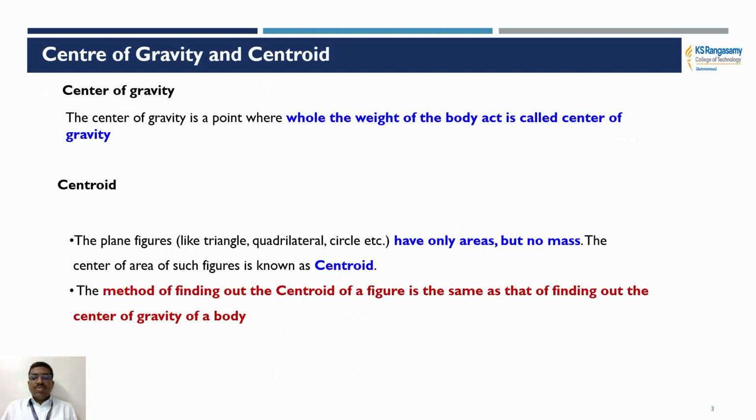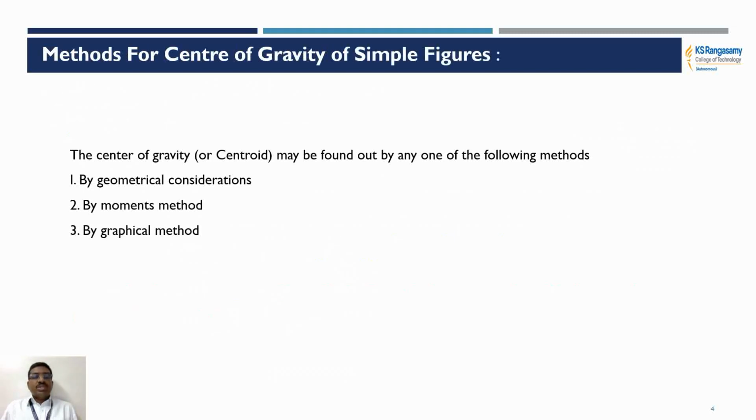The process of finding the centroid of a figure may be of 3 types. With the help of these 3 methods, we can find the center of gravity of a simple figure. By geometrical considerations, we can find the centroid of a simple figure. By the moment method also we can find it, and by the graphical method we can find the center of gravity of a figure.